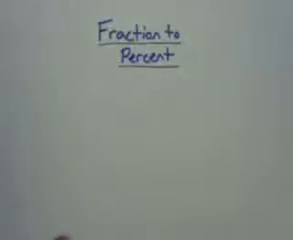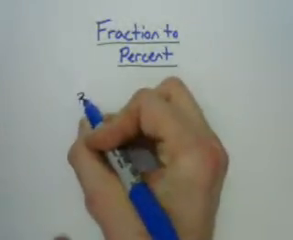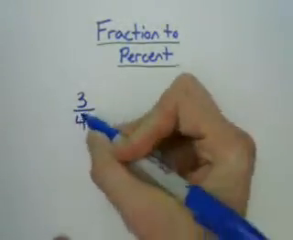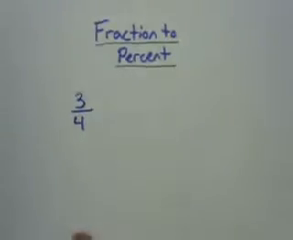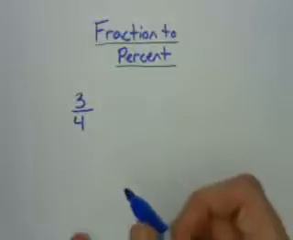So here, let's start with a fraction, 3/4. What we're actually going to do is kind of combine two videos into one. We've already learned how to change fractions to decimals in a previous chapter. Now we're going to take that decimal and then switch it to a percent, so it's actually two steps. First is changing this fraction to a decimal.